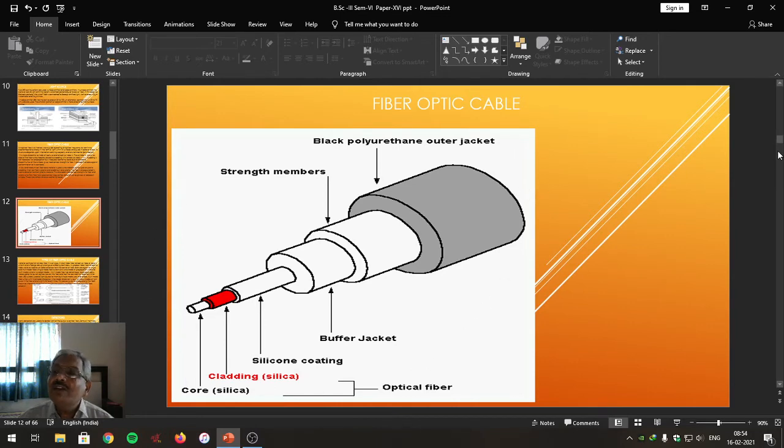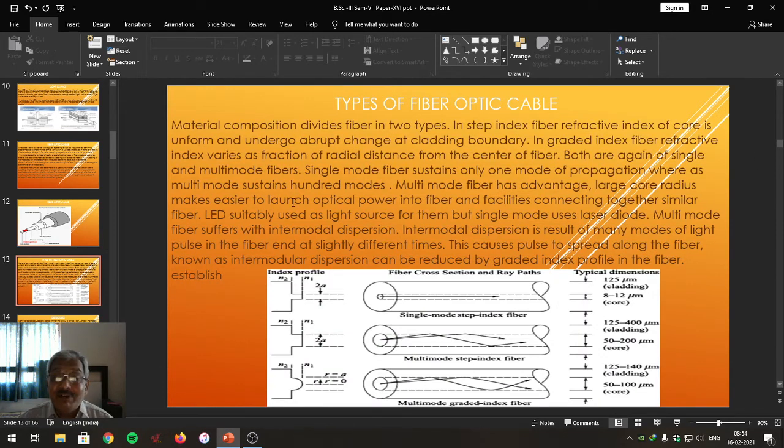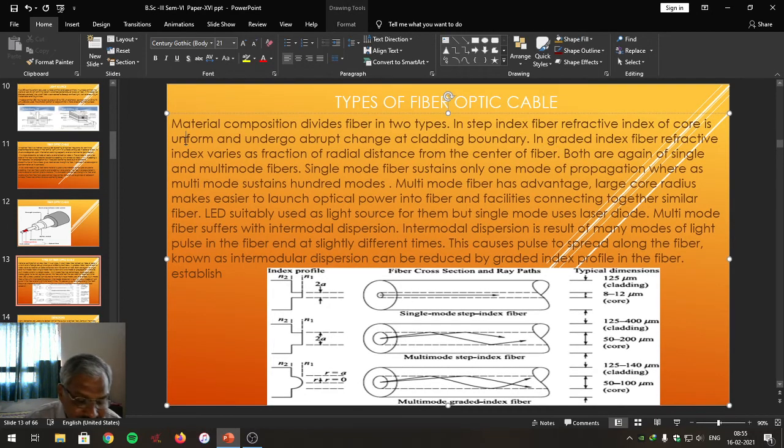Now we are going to see the types of optical fiber cables. Basically, depending upon the material compositions which are used, optical fibers are divided into two types. One is the step index fiber and the second one is the graded index fiber. In step index fiber, the refractive index of core is uniform.